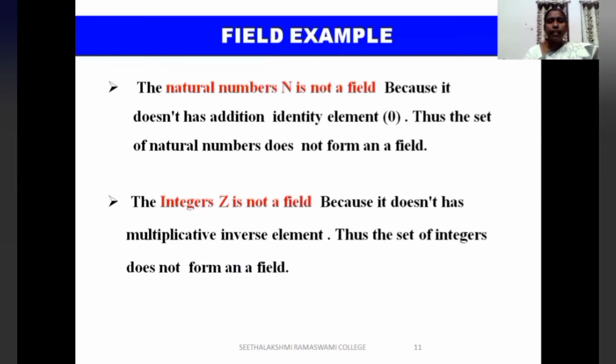The set of natural numbers N is not a field because it does not have an additive identity element 0. Thus, the set of natural numbers does not form a field. Next, the integers Z is not a field because it does not have a multiplicative inverse element. Thus, the set of integers does not form a field.